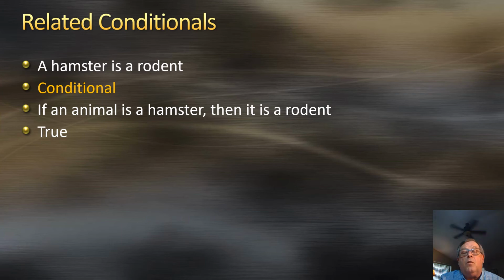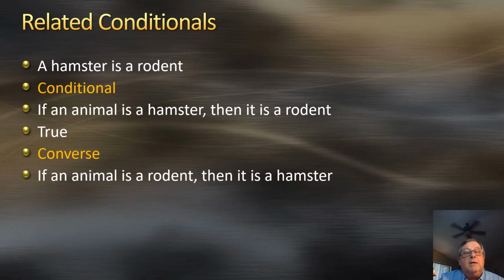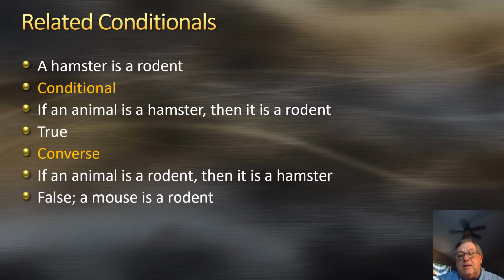Now, what about the converse? The converse, again, we're going to swap the conclusion and the hypothesis. And so we'd say here that if an animal is a rodent, then it is a hamster. So, are there any rodents that are not hamsters? That's a question we might ask ourselves. And we know there are, so it's false. And as a counterexample, a mouse is a rodent, a rat's a rodent. So that would mean that this statement is false.